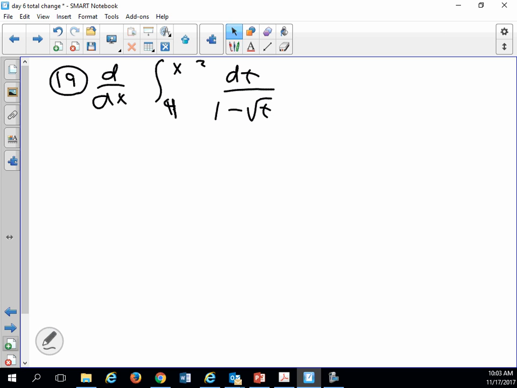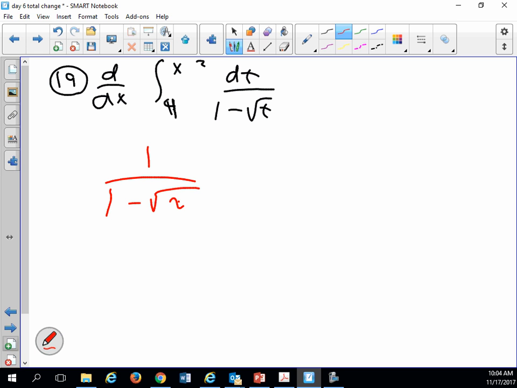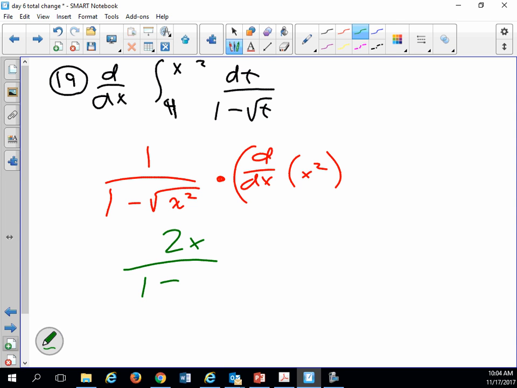Do I plug in 4? I plug in x squared, so that's 1 over 1 minus the square root of x squared. Is that it? What else do you have to do? What's the derivative of x squared? I have a question. Do you know what the square root of x squared is? X. Hey, there's my answer. Because remember, derivative and integration cancel each other out. It's fundamental theorem of calculus part 1.